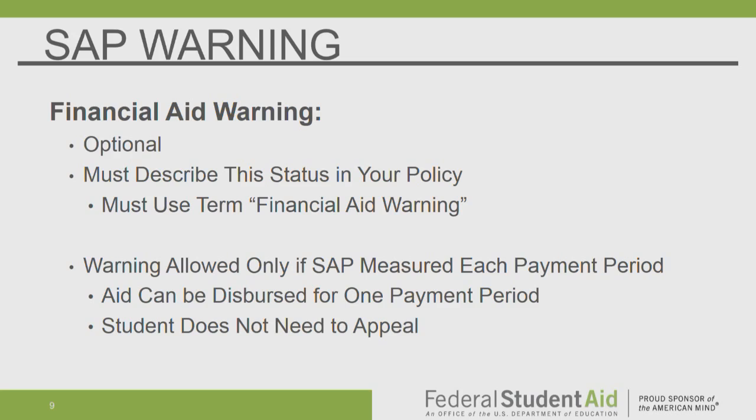So you don't have to use SAP probation, all right? This is an optional thing. And it wouldn't be used for programs that are 1 year or less, right? So you've got to have enough time to do these. But warning is allowed only if SAP is measured in each payment period, right? So if you measure it annually, you can't do it.